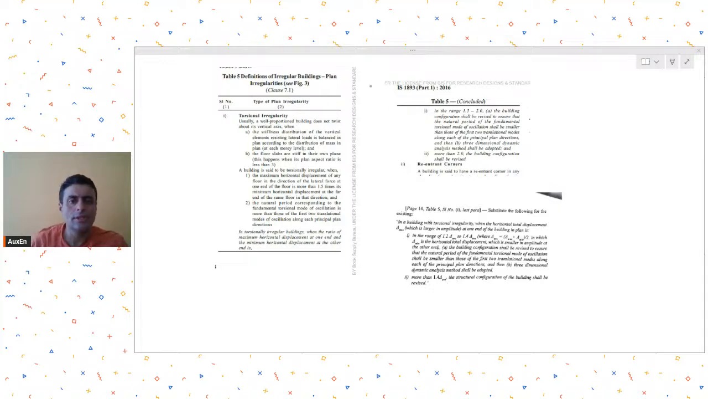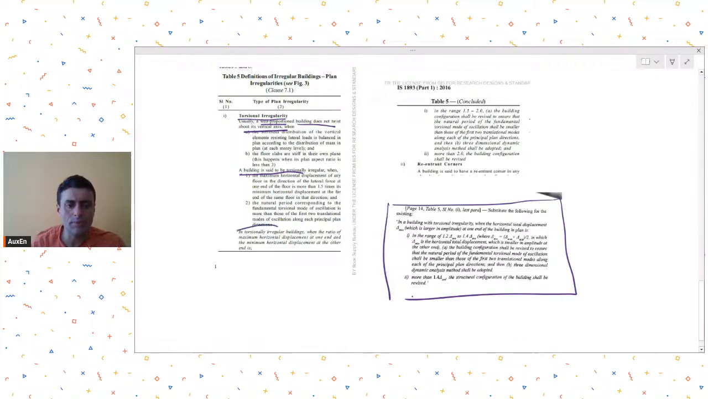So if you see torsion irregularity, usually a well-proportioned building does not twist about its vertical axis. However, this statement is not entirely appropriate because your buildings may be well proportioned, but because of inherent geometrical issues, it still may have twisting effects about its vertical axis. A building is said to be torsionally irregular when, so this has to be replaced. The last para has to be replaced by this amendment.